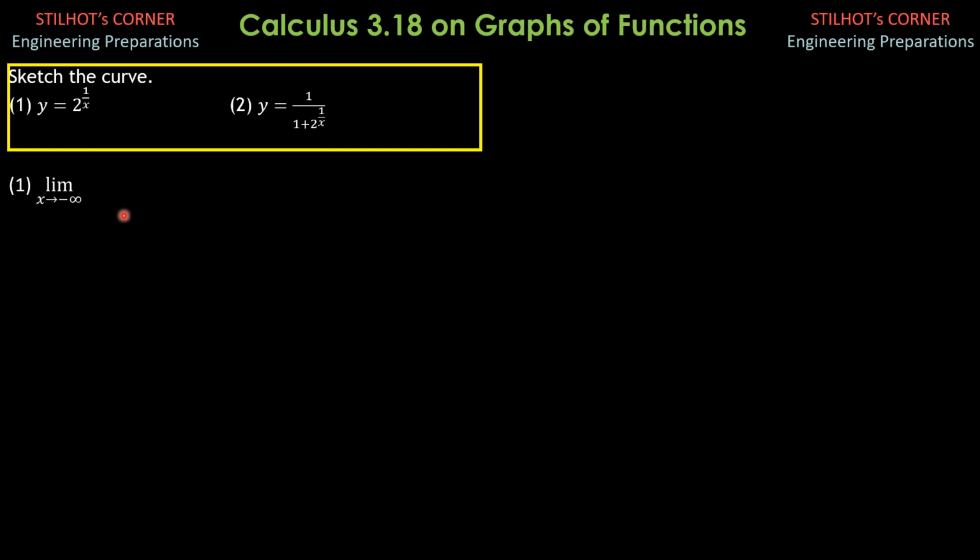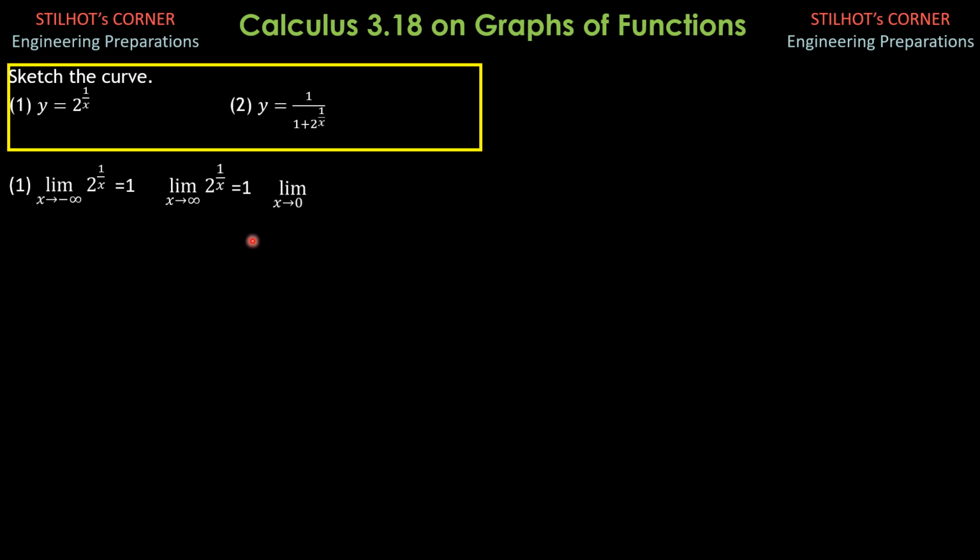Limit of 2 to the 1 over x as x approaches negative infinity is 2 to the 1 over negative infinity, which is almost 0. So 2 to the almost 0 is 1. So that's why it is 1. And limit as x approaches positive infinity is 2 to the 1 over infinity, which is almost 0 also. So that's 2 to the 0, which is also 1.